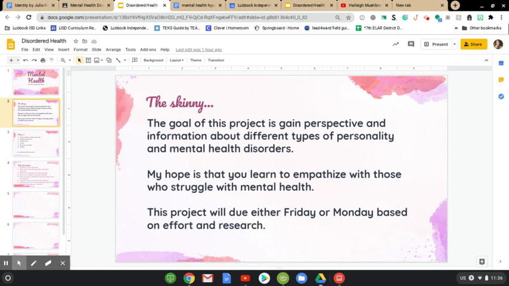And the goal of the project for me is for y'all to gain perspective and information about different types of disorders. I'm really hoping that through this research and information, you're going to learn to empathize with people and understand that maybe more people have mental health disorders or mental health issues, and that there is a reason that everybody needs to be kind every single day because we never know what somebody's possibly going through.